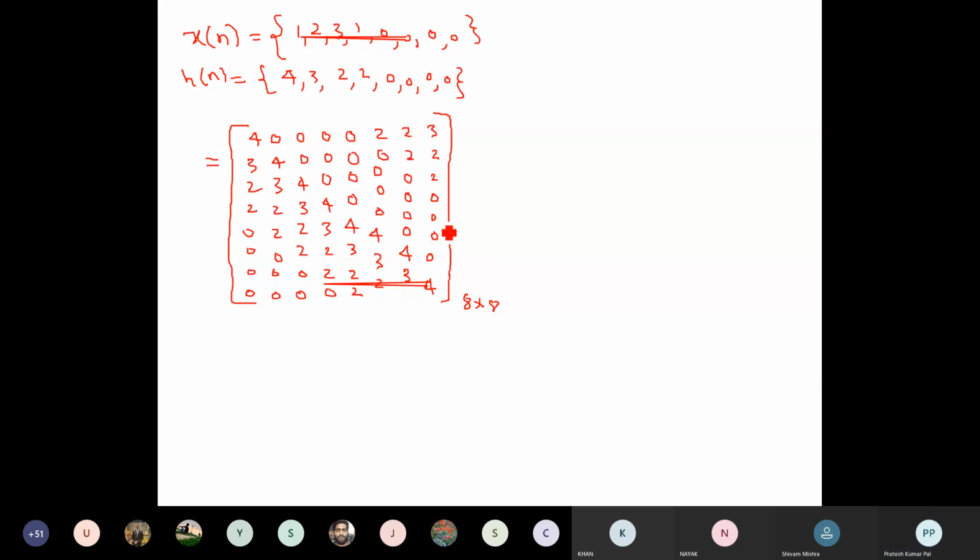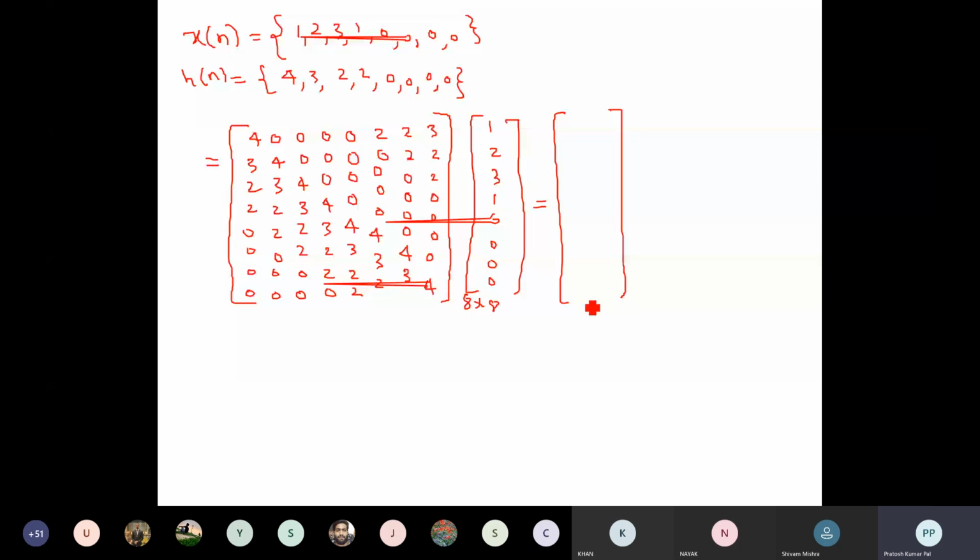Okay. So this will be your 8 cross 8 matrix, and the another 8 cross 1 matrix will be 1, 2, 3, 1, 0, 0, 0, 0. Okay, and after multiplying and adding, we will get the sequence. So whatever sequence we will be getting, that will be your sequence of length 8. That is, this will be the value.